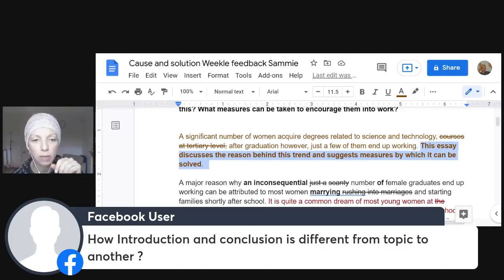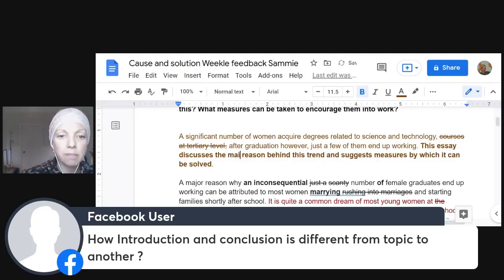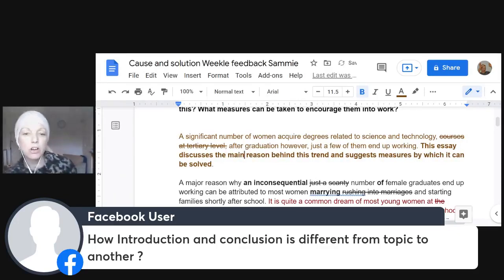I forgot to make one comment here. If she's just going to talk about one reason, which she did, then she should say the main reason, okay? And if it's plural, if she's going to talk about two reasons, then she can say reasons, plural.